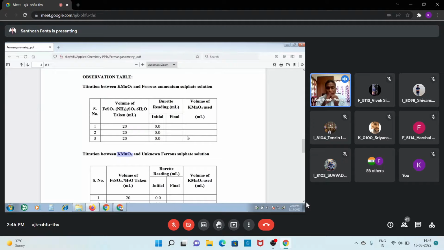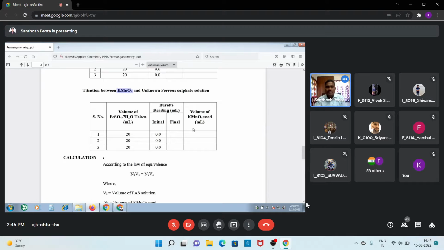So here, with the help of ferrous ammonium sulfate solution, we are determining the normality of potassium permanganate. That intermediate solution, whose normality we calculated by titrating potassium permanganate against ferrous ammonium sulfate solution, is used for the second observation table. That means the second observation table titration is between potassium permanganate and the unknown ferrous sulfate solution.